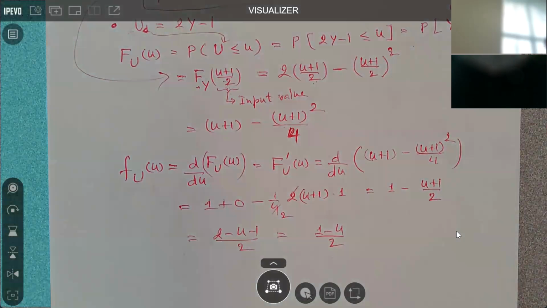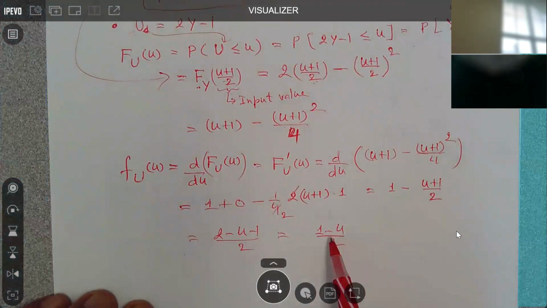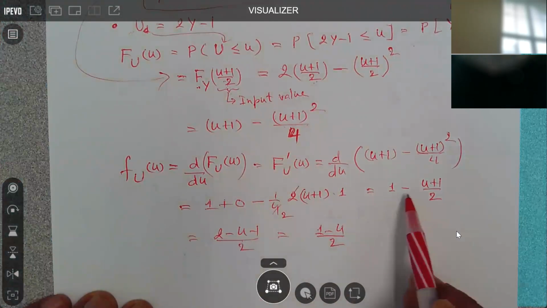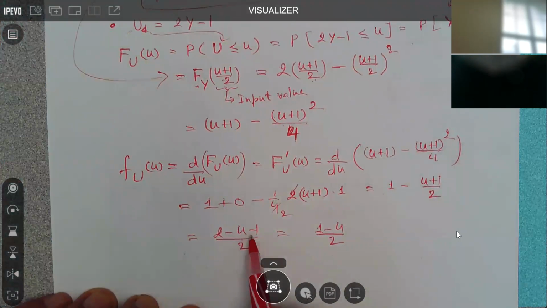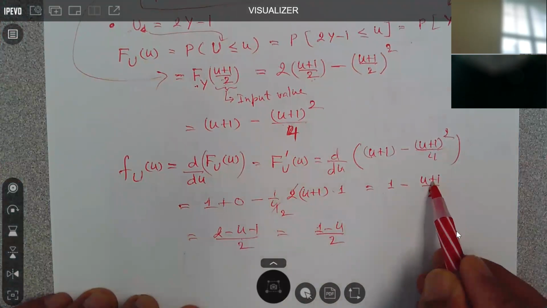So you take the 2 factor here: 2 minus u minus, and this is negative, so this will be minus 1 here.